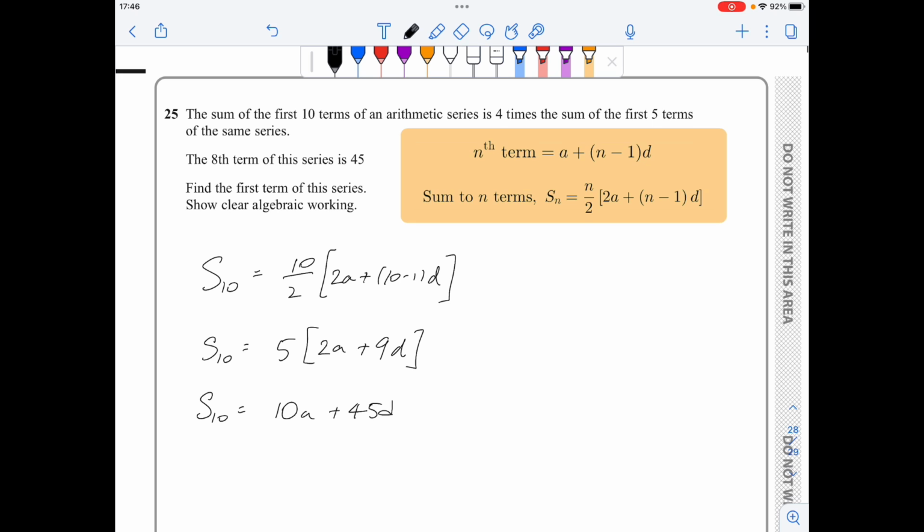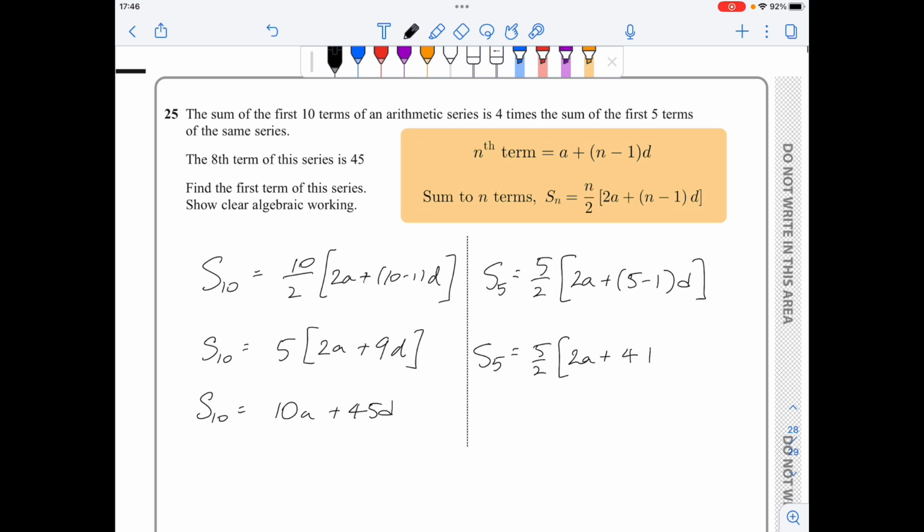I'll do the same thing for the sum of the first 5 terms. So S5 is equal to 5 over 2 times 2a plus 5 minus 1 times d. Let's simplify: S5 is equal to 5 over 2 times 2a plus 4d. And if I expand, S5 is equal to 5a plus 10d.